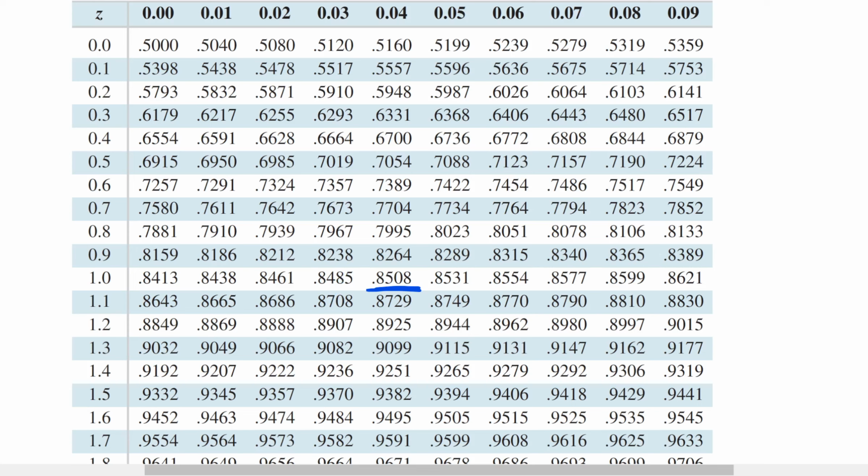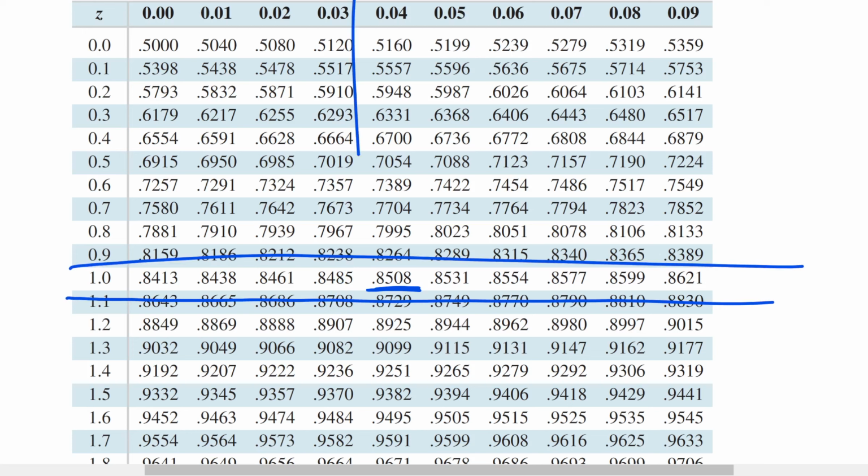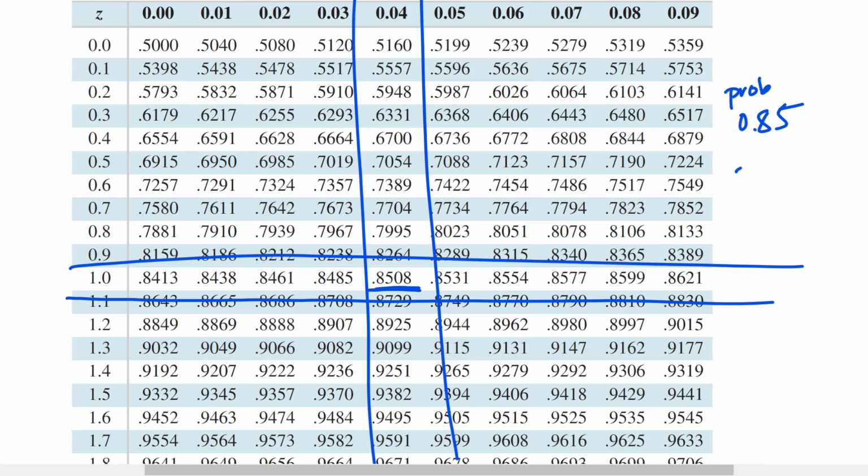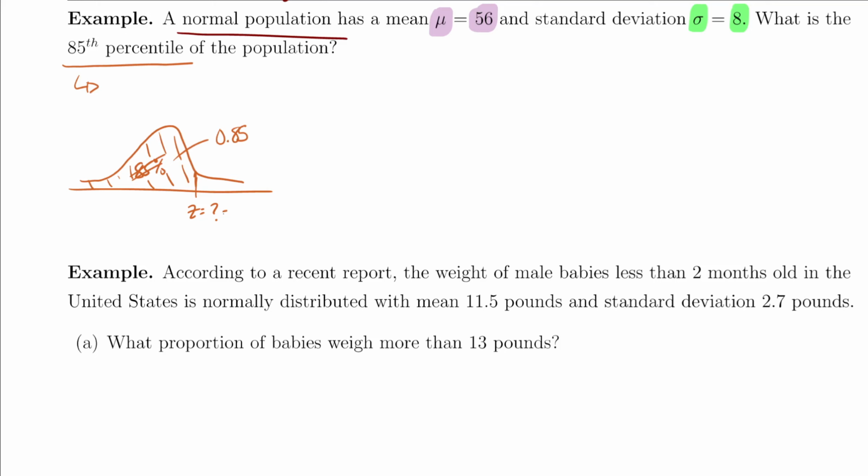Now this value corresponds to the row of 1.0 and the column of 1.04, so to get a probability of 0.85, that corresponds to a z-score of 1.04. Let's write that on our notes. So here we're looking for a z-score of 1.04. So if you have a z-score of 1.04, you have a value that is greater than 85% of the population.